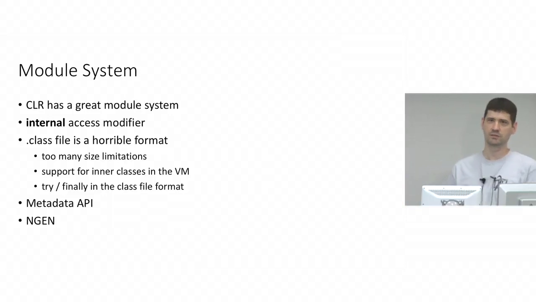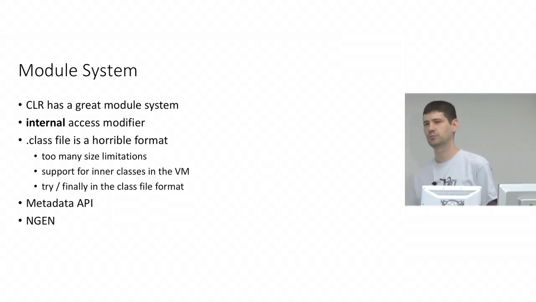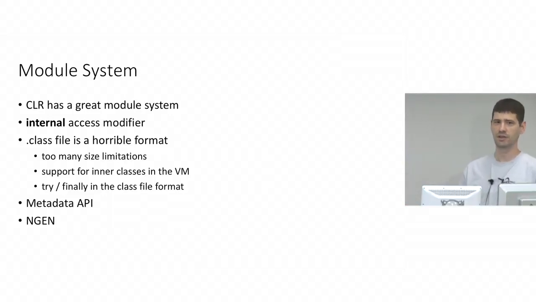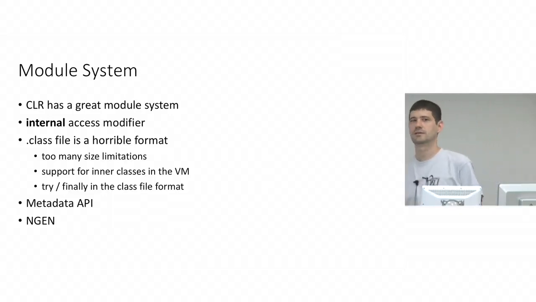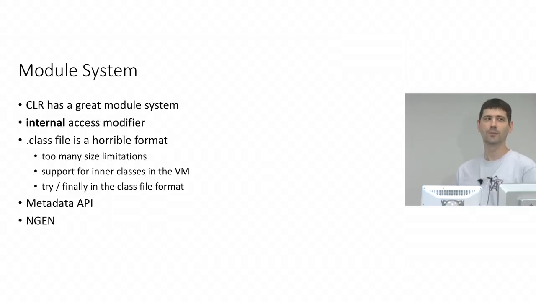And then other things that are wrong with the class file format, I think, are the limitations: the bytecode size limitations, the constant pool size, the string literal size, the fact that there is no way to have array initialization, as I mentioned earlier, and the fact that there is no first-class support for try finally, which is something that really is very, very weird.